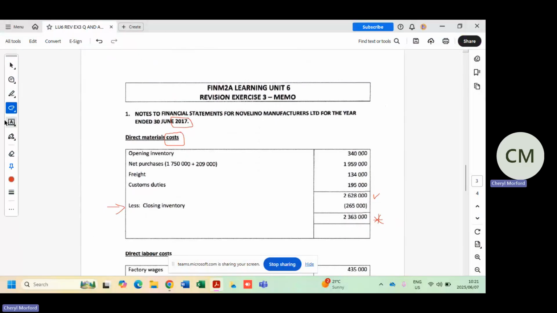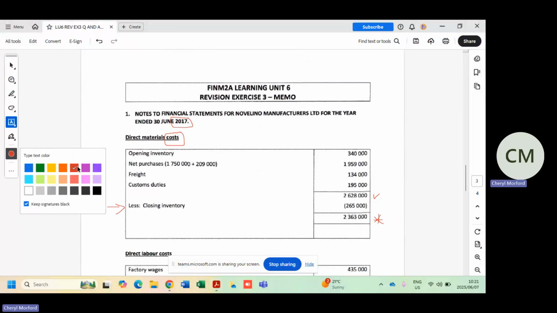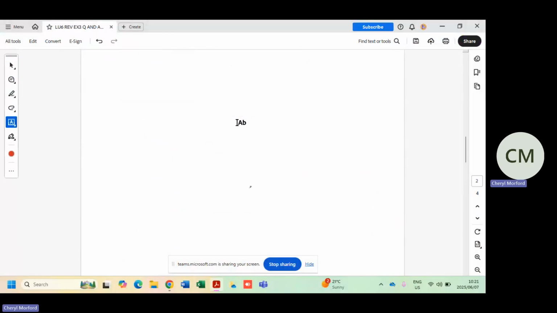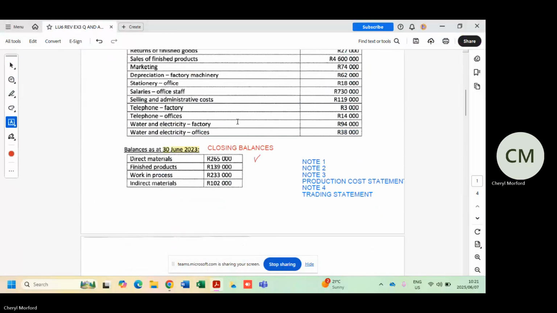Updated the question, but all of the other information remains the same. So this will actually be, let me just overtype it in there. It's 2023, but it doesn't change anything. Okay. Then next up, we're going to go and do note number 2.